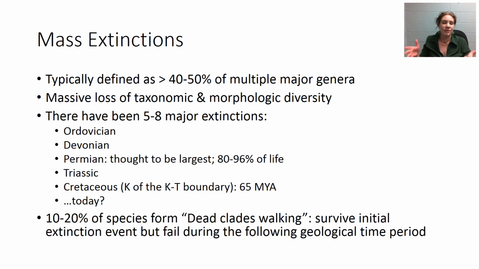So even after a mass extinction event, let's say half of all the life on the planet goes away and dies, 10 to 20% of the residual species, the stuff that initially survives, never really thrives in the subsequent time period. And we call those dead clades walking. They never really recover and they subsequently go extinct. They made it through, but they squeaked by just barely. You know, they got a D- in the survival thing and they just didn't make it, even though they survived that initial extinction event itself. So we call those dead clades walking.